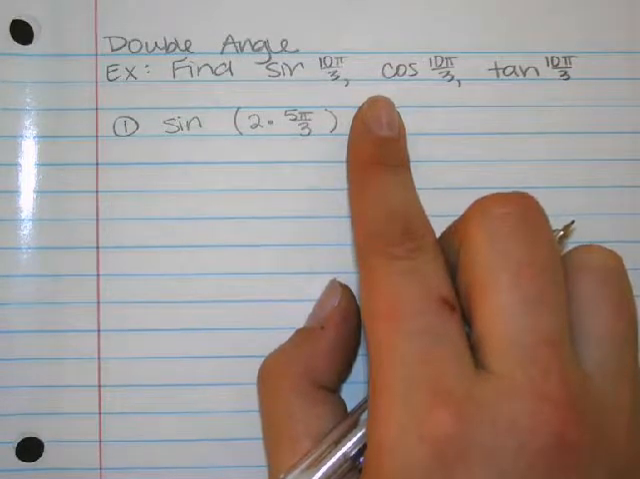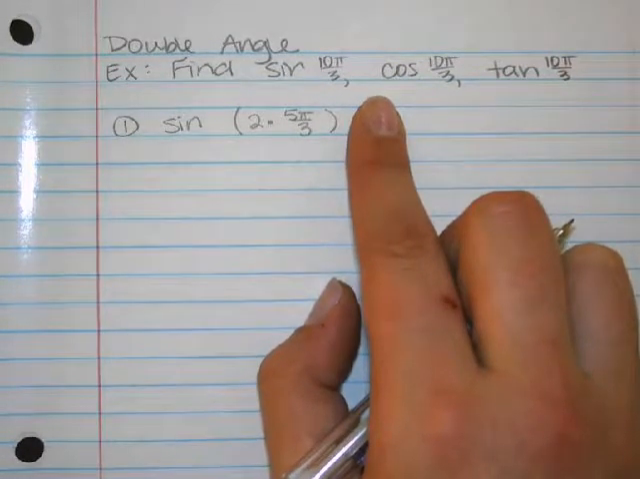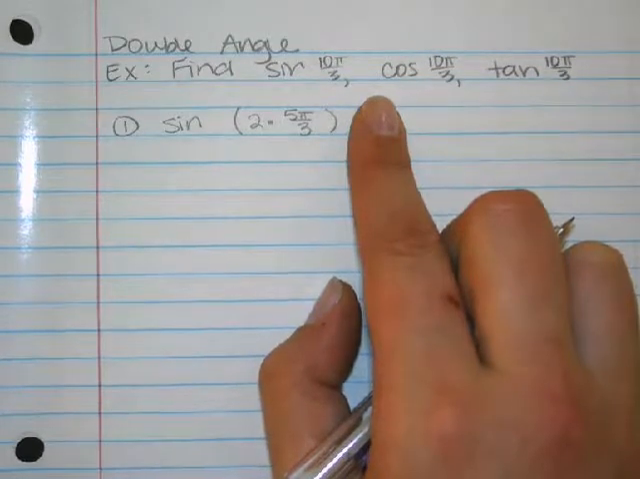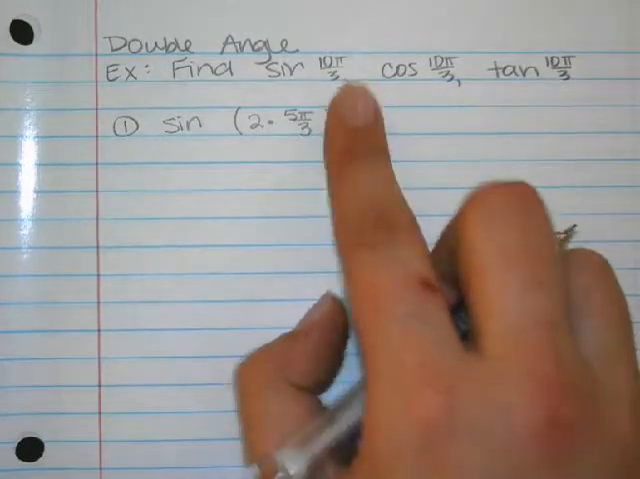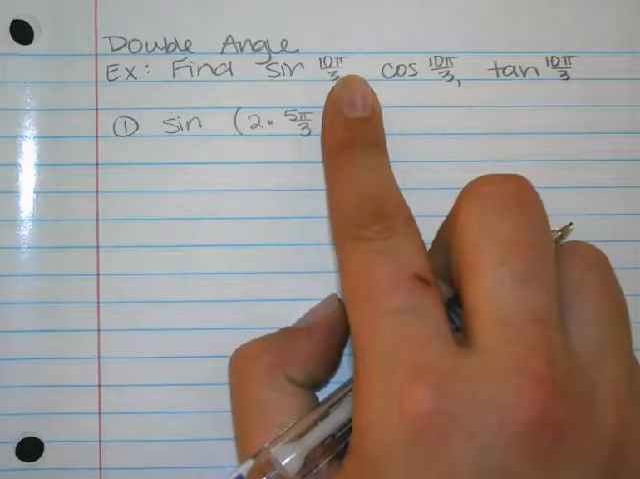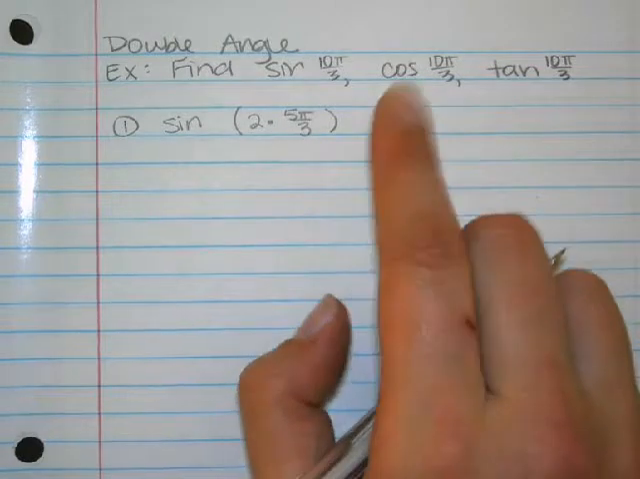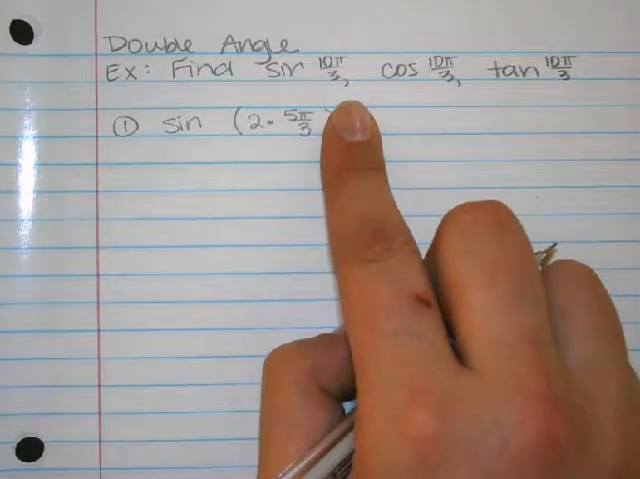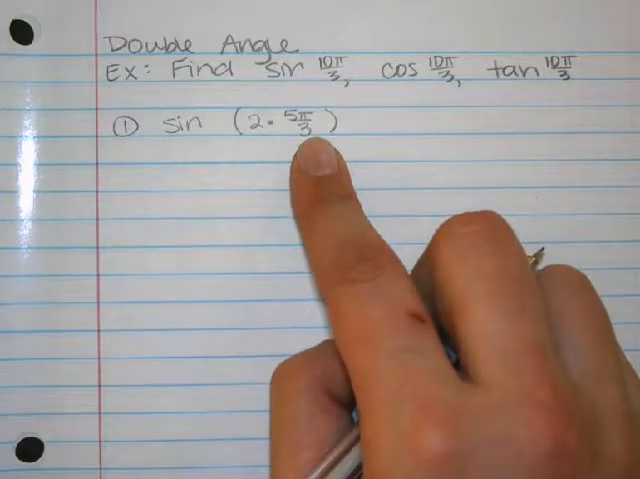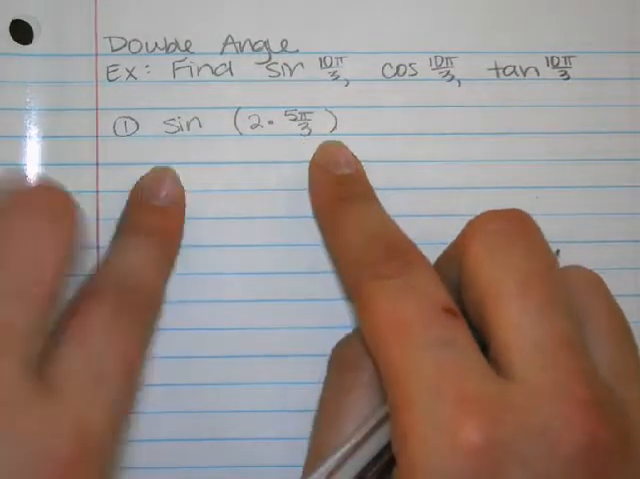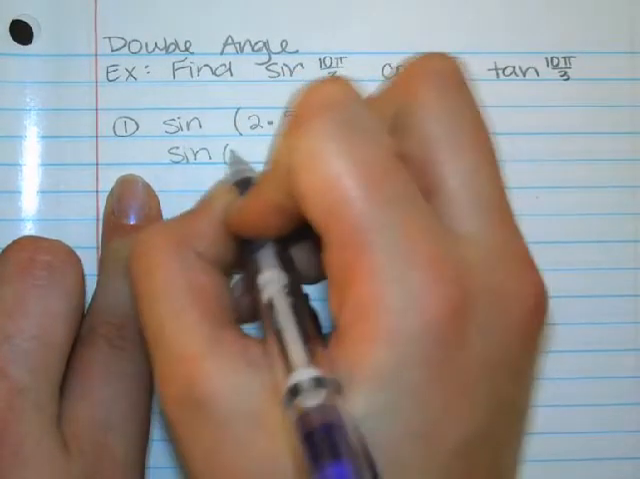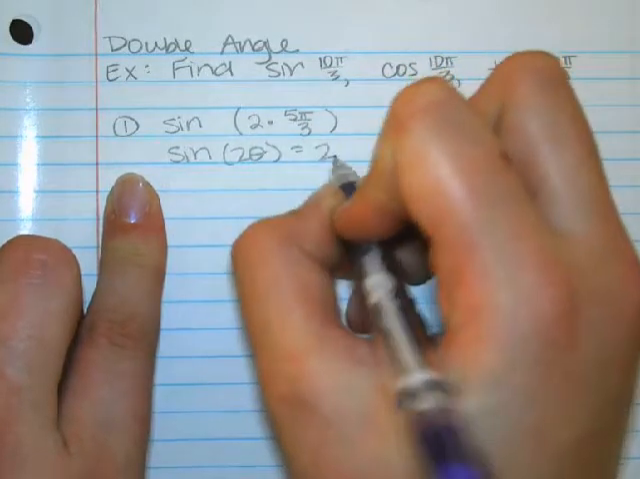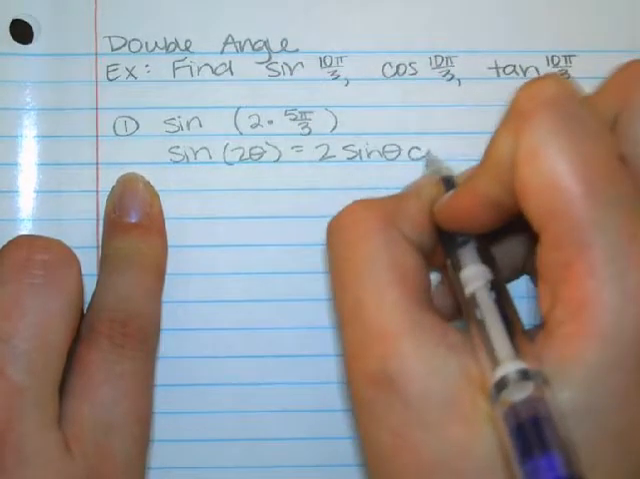So if you remember from last time on Friday, we were looking for 2 angles that add up to be the angle that we wanted. Here we need an angle where if we do 2 times that angle, we get the angle that we want. So for 10 pi thirds, I need to do 2 times 5 pi thirds. Does that make sense? Okay? So 5 pi thirds is on our unit circle. That's a good sign. Sine of 2 theta. I'm going to go ahead and write the formula. Sine of 2 theta is 2 sine theta cos theta.